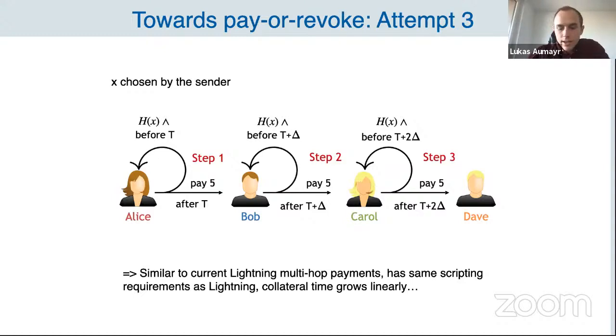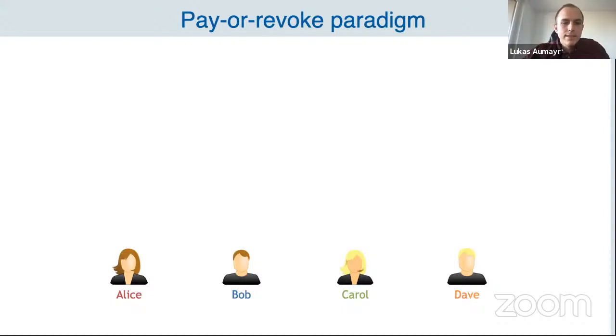But of course, this doesn't solve what I promised you earlier. So this requires the same scripting requirements as the Lightning payments. And again, we have a collateral time that grows linearly. And also, for instance, for the refund case, we would have, more or less, this second round. So it is, again, sequential in a sense. So instead, we came up with the following, and we dubbed this solution the pair-revoke paradigm.